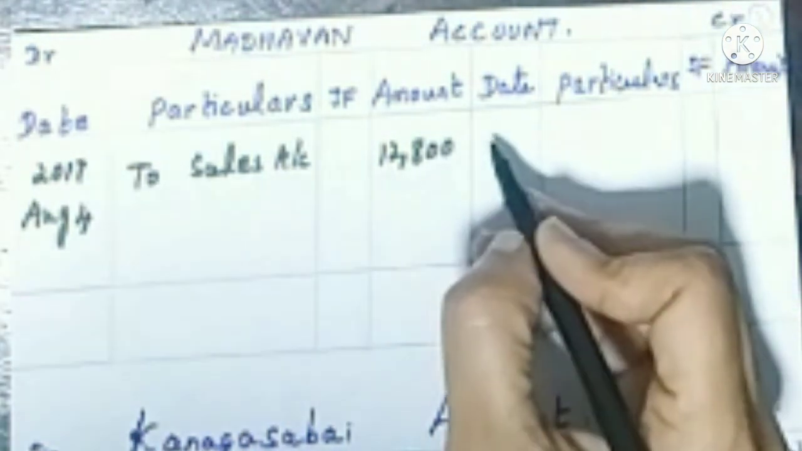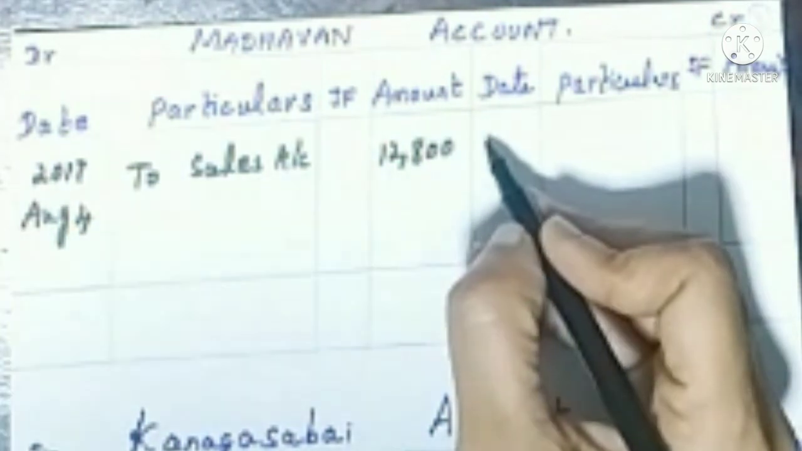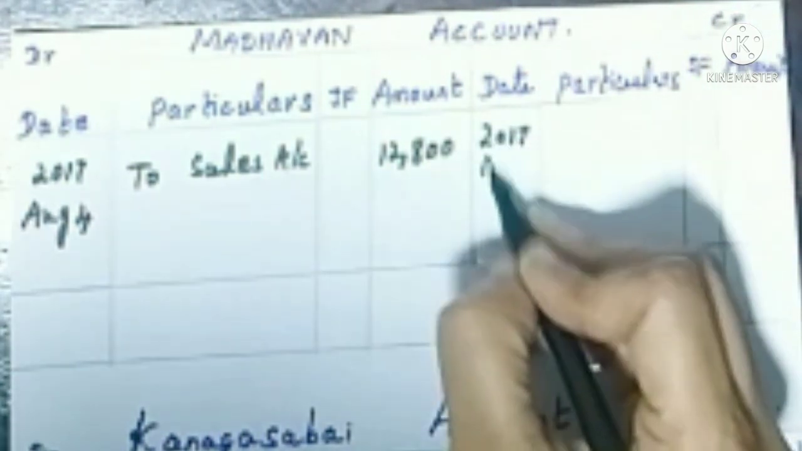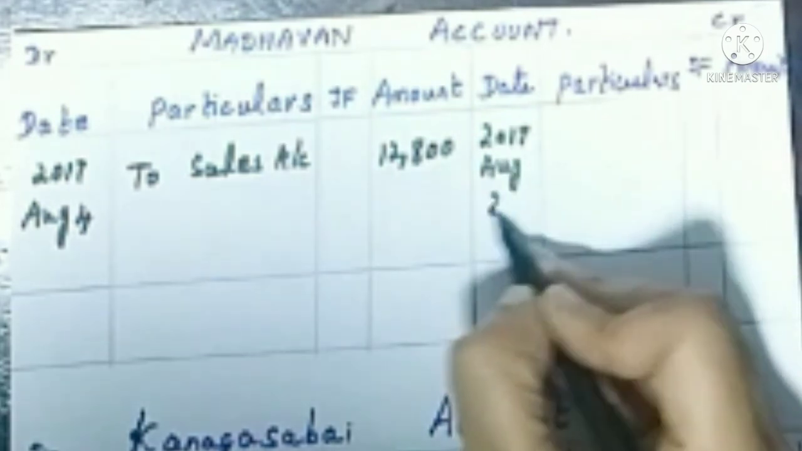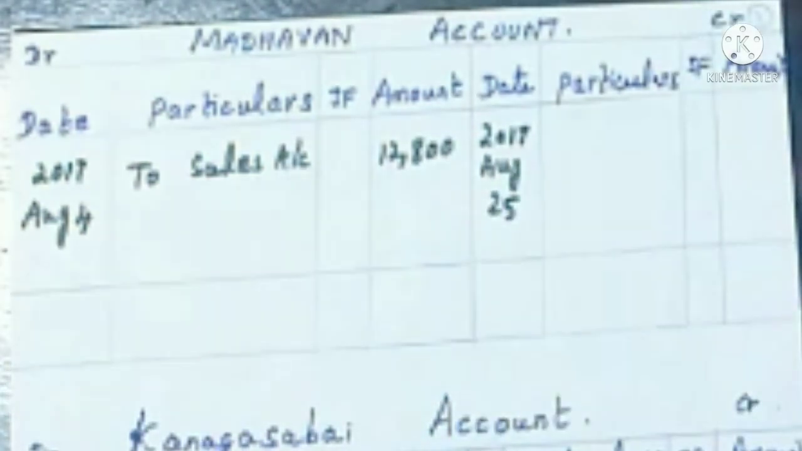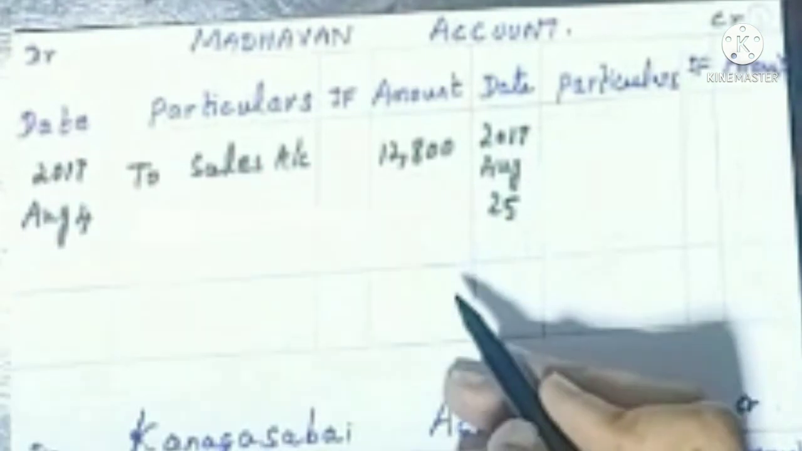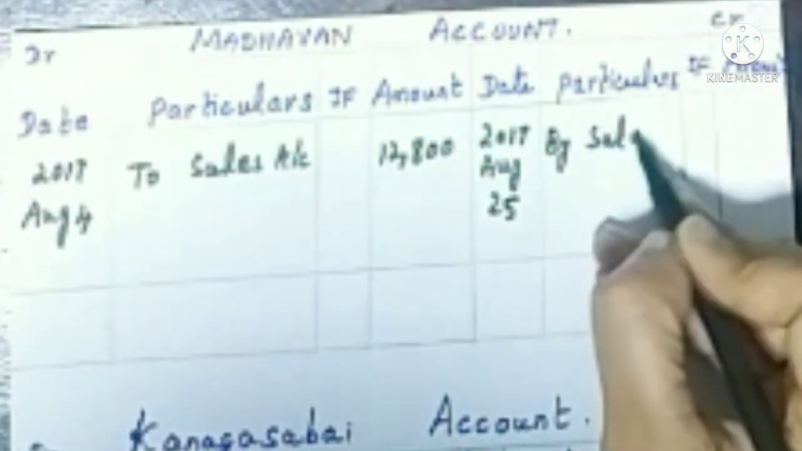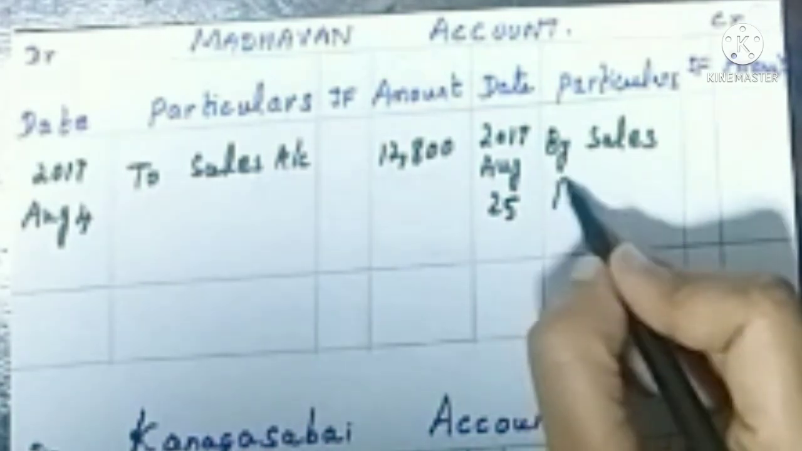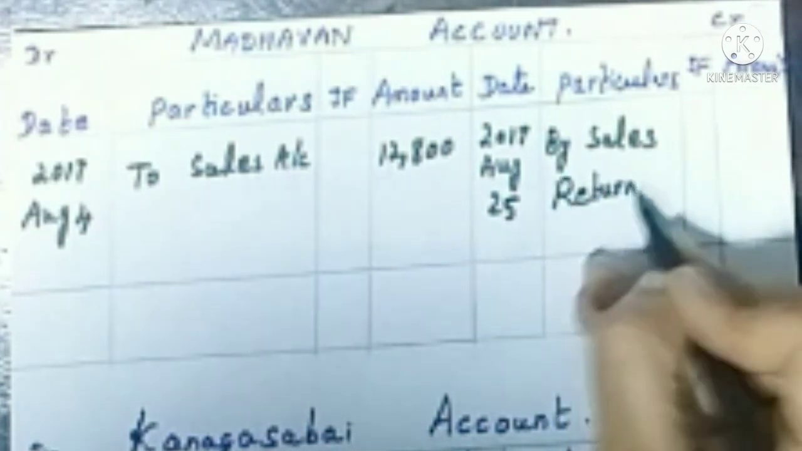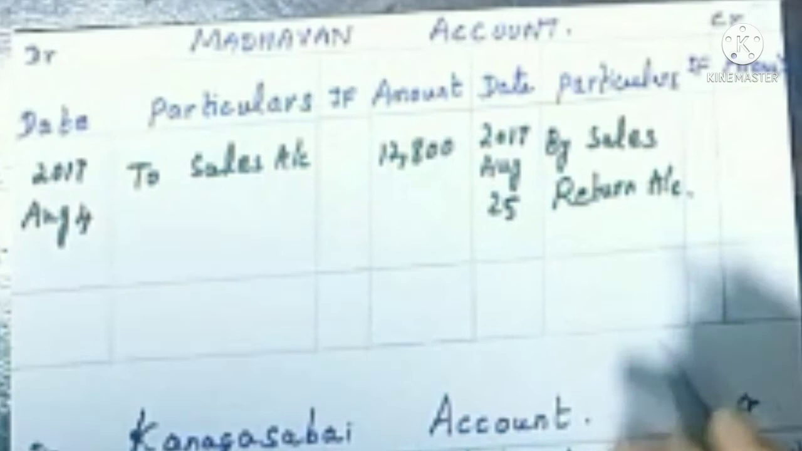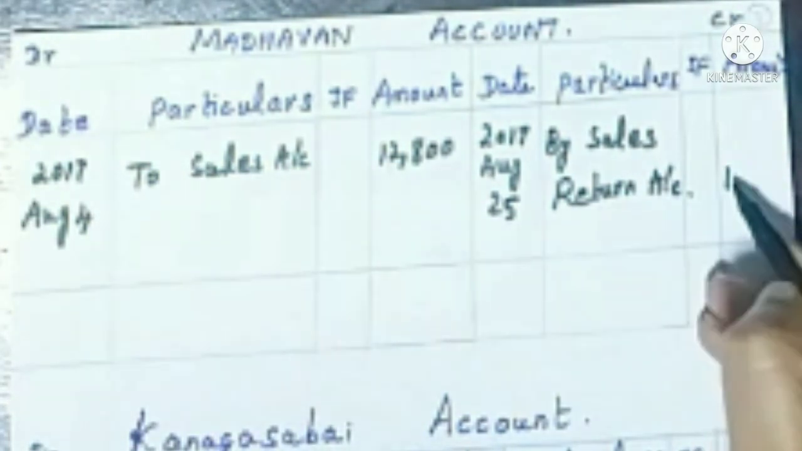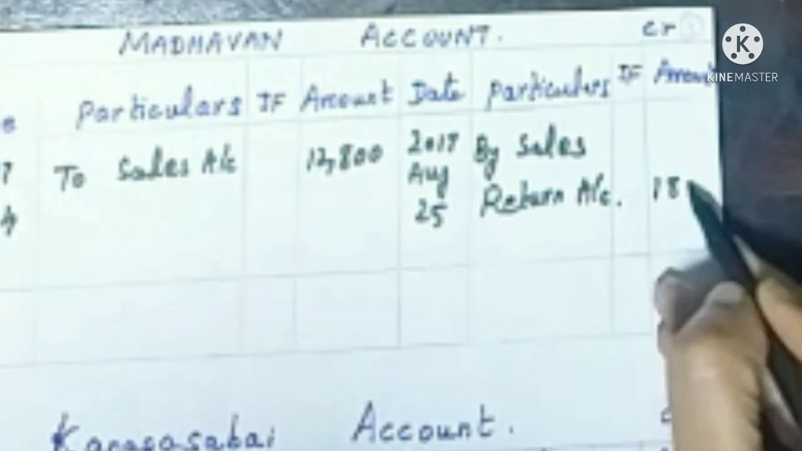Then again in date column, 2017 August 25th, by sales return account. Amount is rupees 1,800.